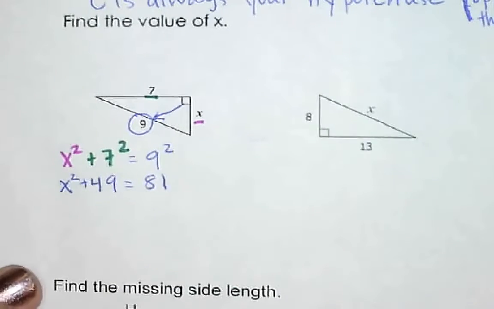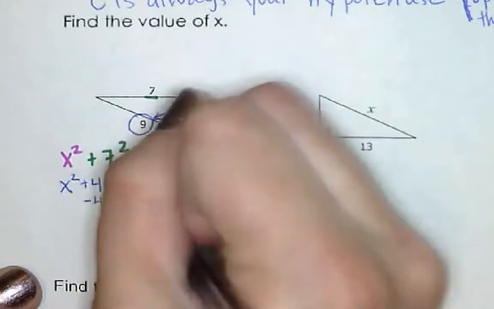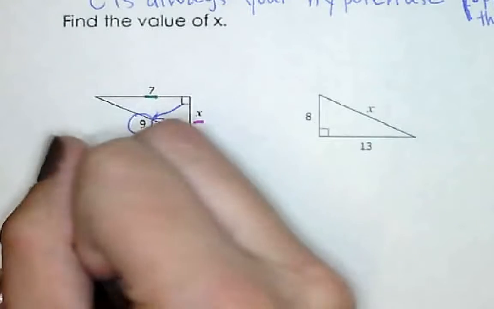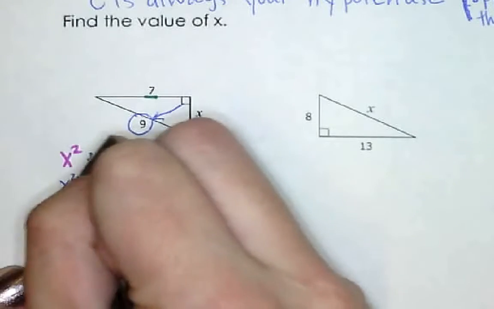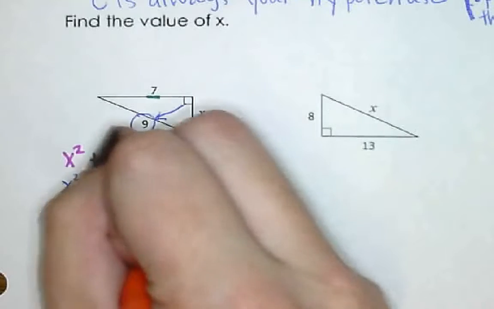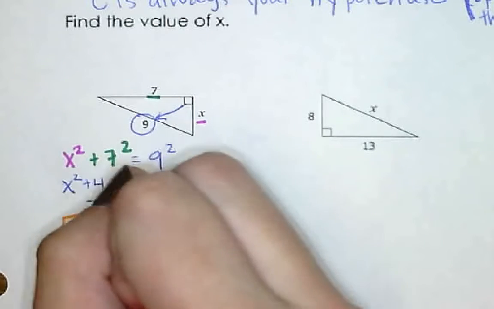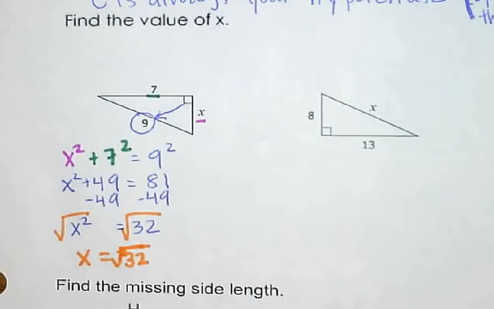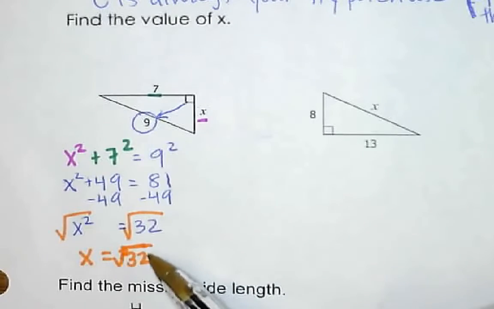So now, how do we get x squared by itself? What should we do, y'all? Yeah, subtract 49. If we subtract 49 from both sides, we are left with x squared equals 32. Now, if I take the square root of both sides, I am left with x is equal to the square root of 32. That's not a perfect square, is it? But can we simplify the square root of 32, y'all?